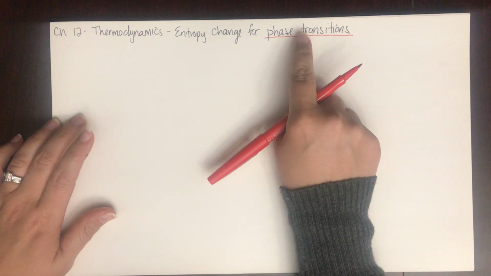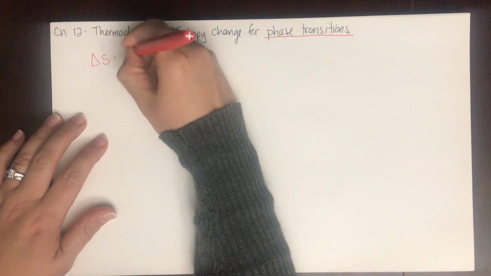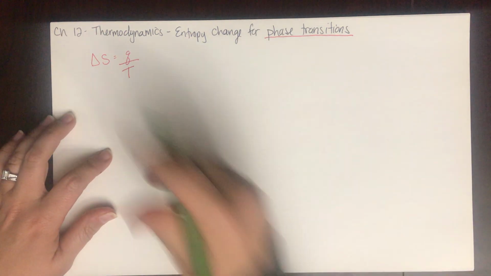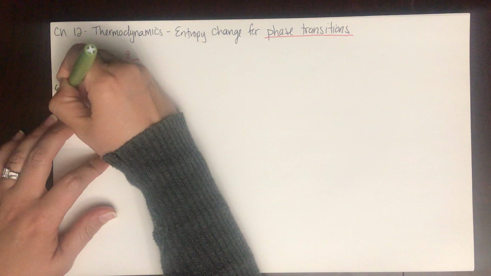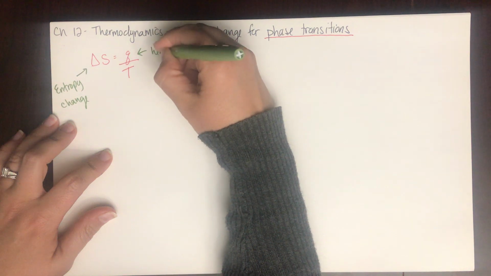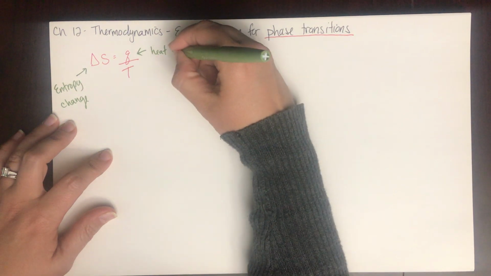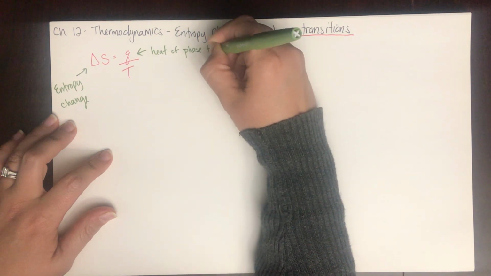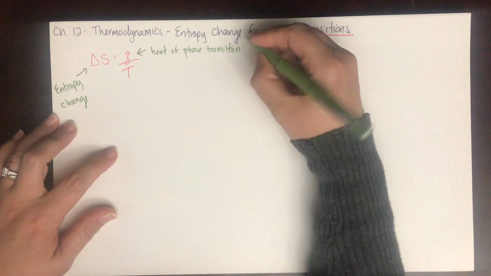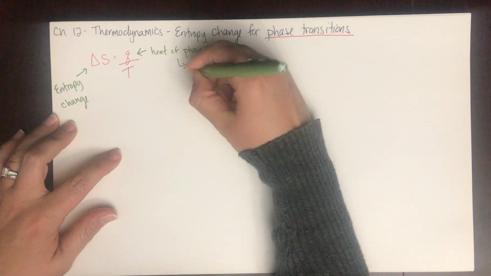So the formula for the entropy change for phase transitions is delta S equals Q, the heat, over T. So let's break this down a little bit. So delta S, this is the entropy change. Q, this is going to be the heat, but at the phase transition. So remember, the heat of the phase transition, these are special heats.